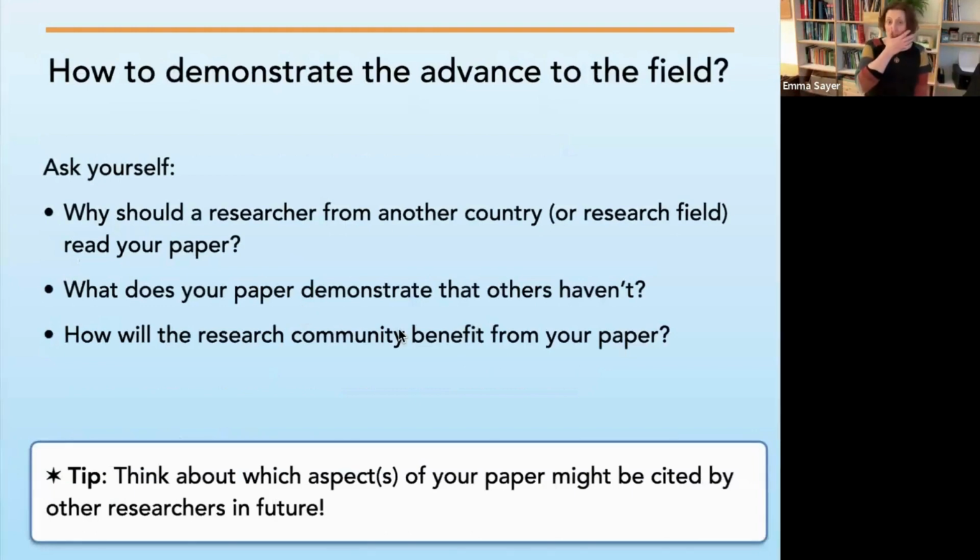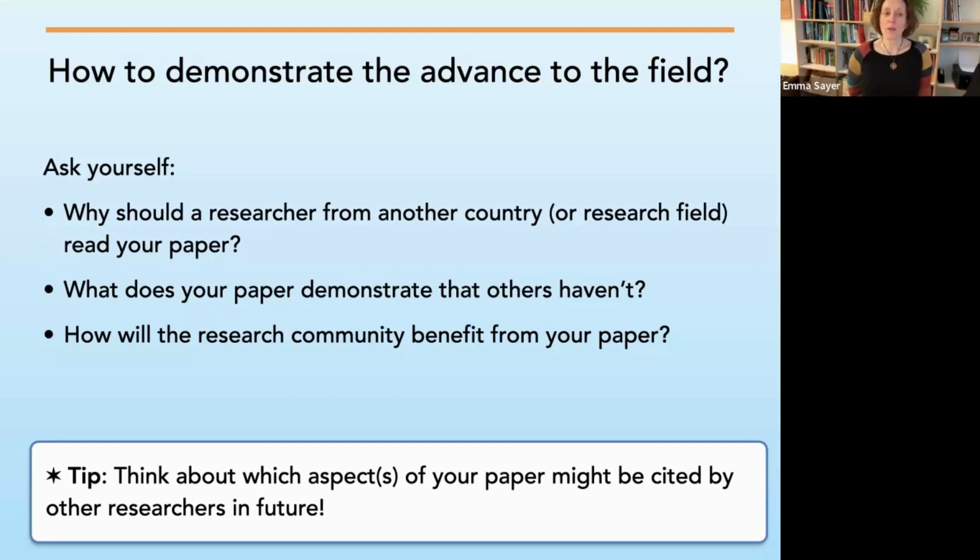So how do we demonstrate this advance? Well, obviously you can read the editorial, but you can also simply ask yourself, why should a researcher from another country or another research field read your paper? So this also answers the question about whether I should put the country or the region in the title. Do I want researchers from other countries, other research fields, and working in other ecosystems to read my paper, and what will they get out of it?